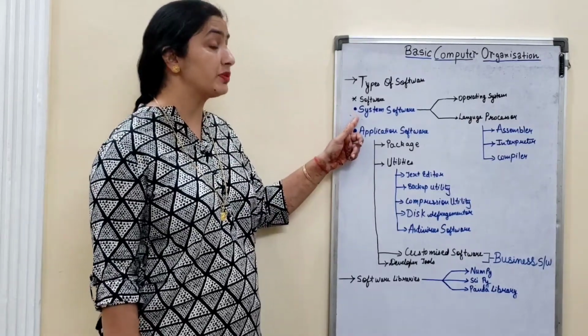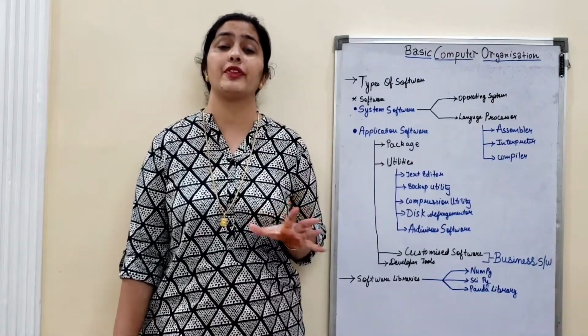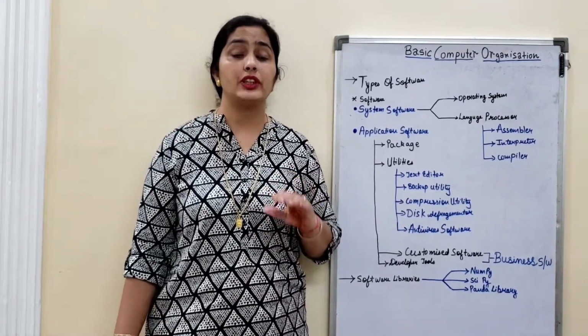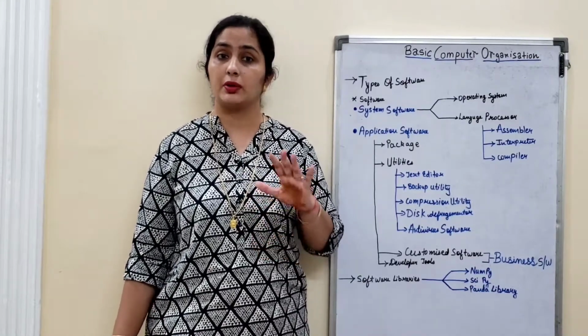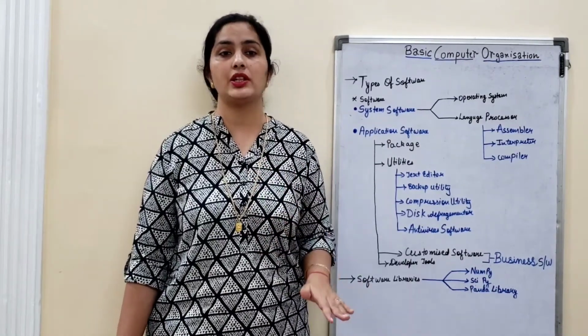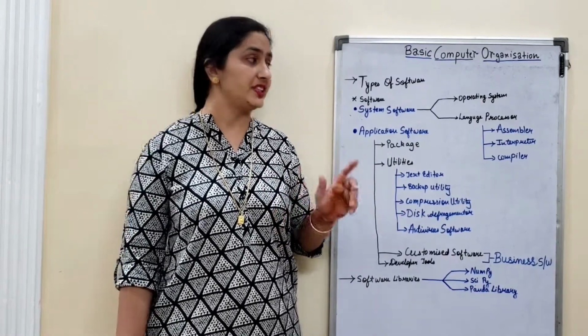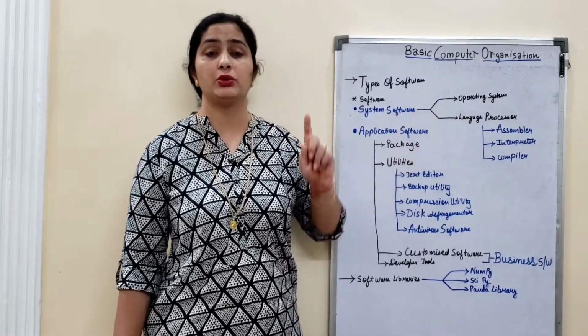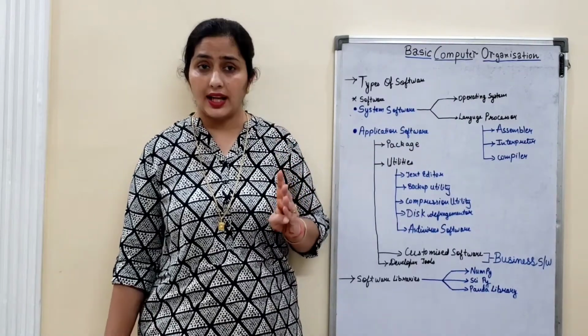Now, in software we have two kinds: the first is system software and the second is application software. System software is the software without which you cannot run your system. Remember, your system will not run if you don't have system software. The first example is the operating system. You all know examples of operating systems: MS Windows, Unix, Linux.